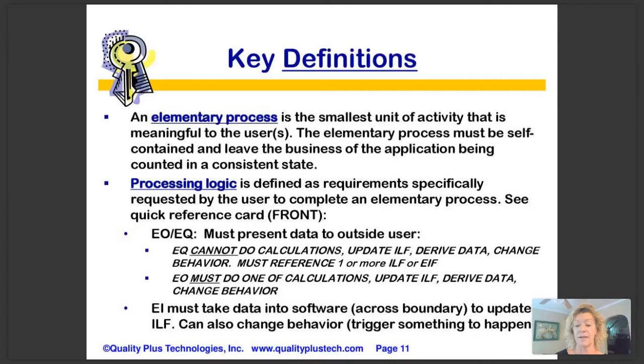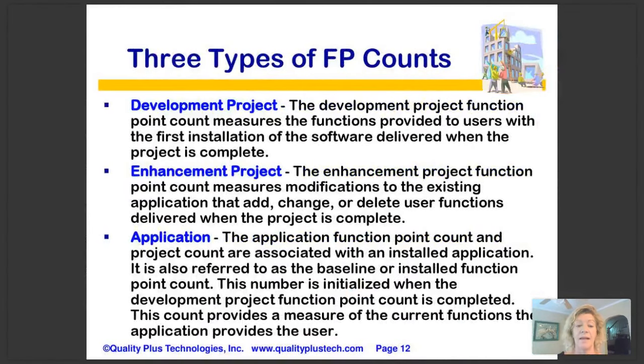Let's take a look at the next one. So, 3 types of function point counts. We've got our development project and our enhancement project. So development project counts the functions provided to the users with the first installation of the software. We can have conversion functionality that happens as part of a development project. When we complete a development project and it's in place, we then have an application count. So whatever we've developed, not including the conversion, will be put into the application count.